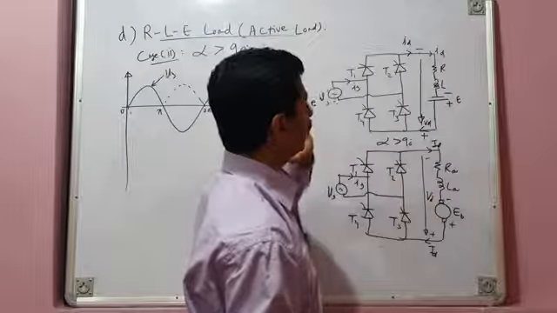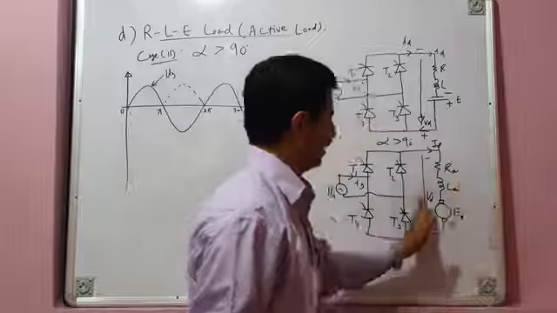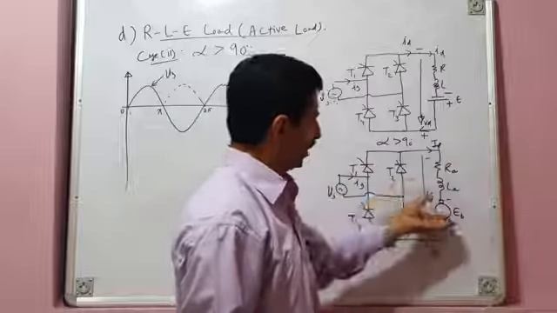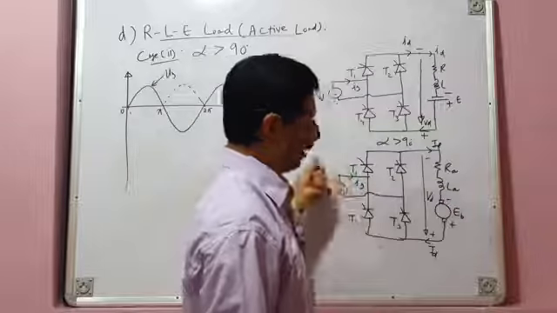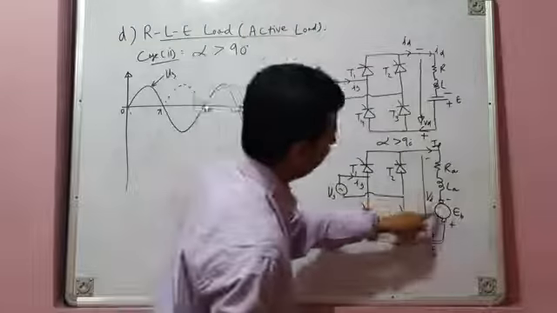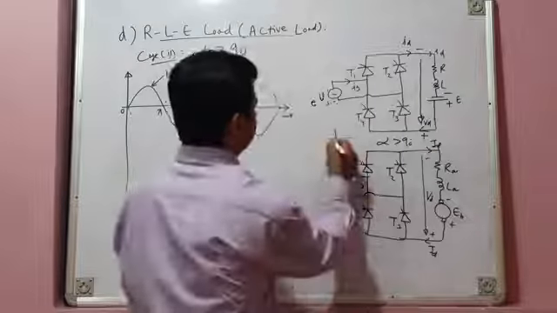Now you can see current flows from E to VD. And for rectification mode of operation, it was flowing from VD to E. Now it flows from E to VD. So power, energy taken from this DC motor, is supplied back to the source.